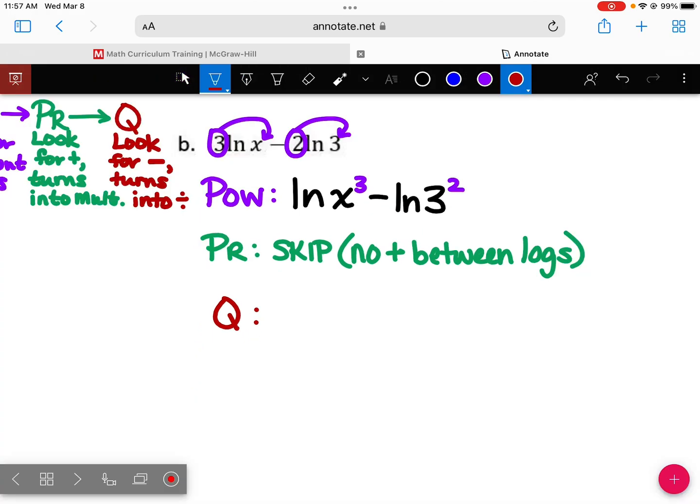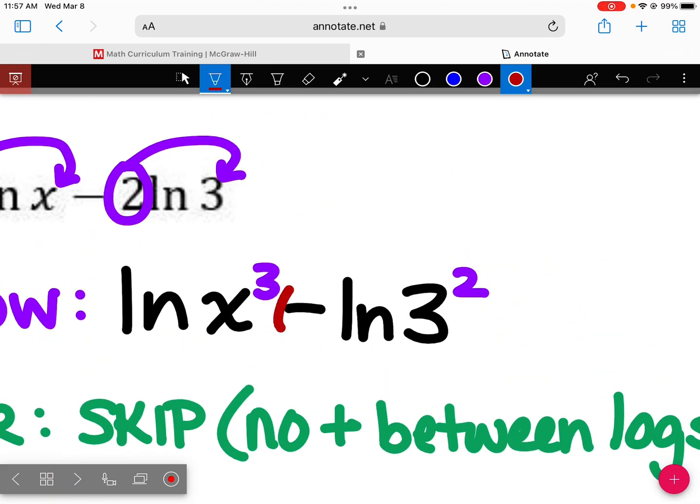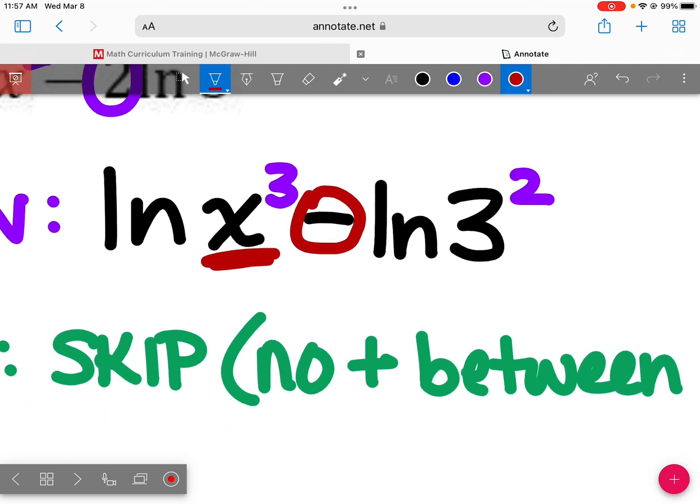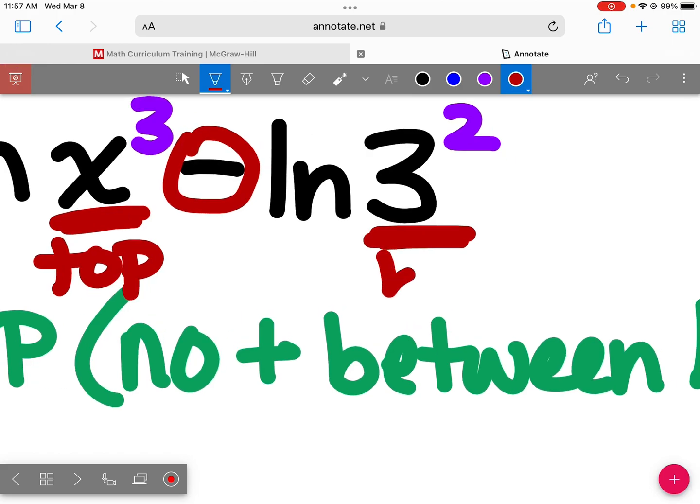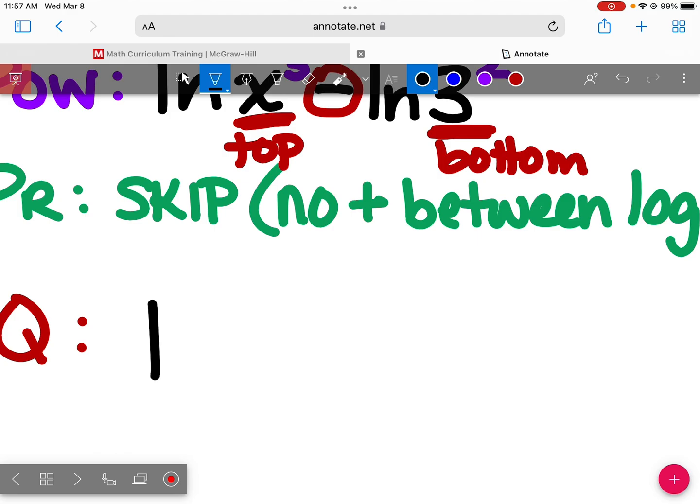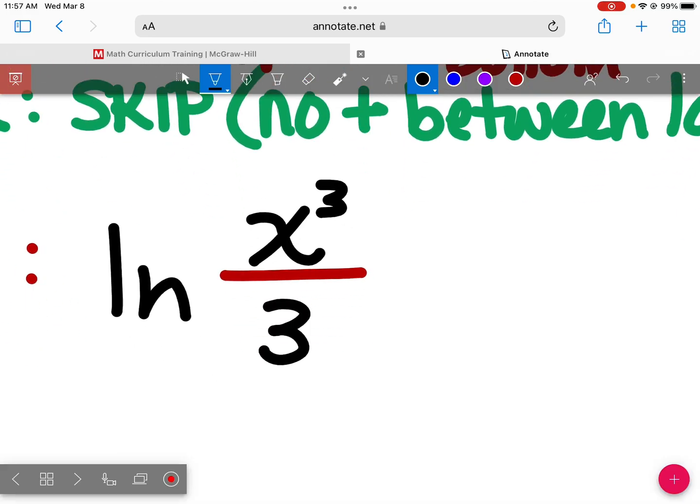Finally, quotient property. Do I skip that one? No, because you see subtraction. Subtraction turns into what? Division. Where do I put the x cubed? On the top. Where do I put the 3 squared? On the bottom. So I have natural log, and then I have a fraction. I have division. X cubed over 3 squared.